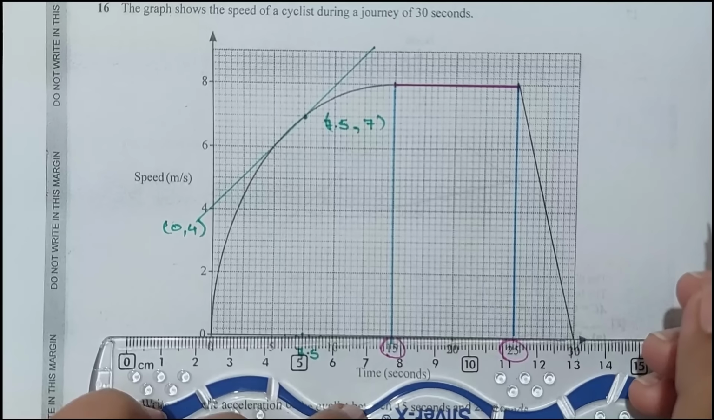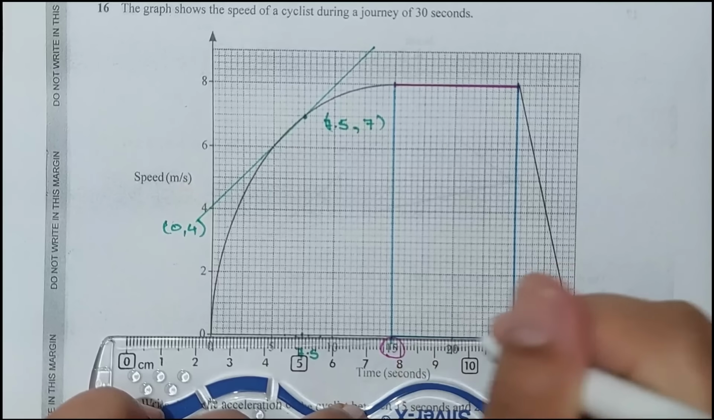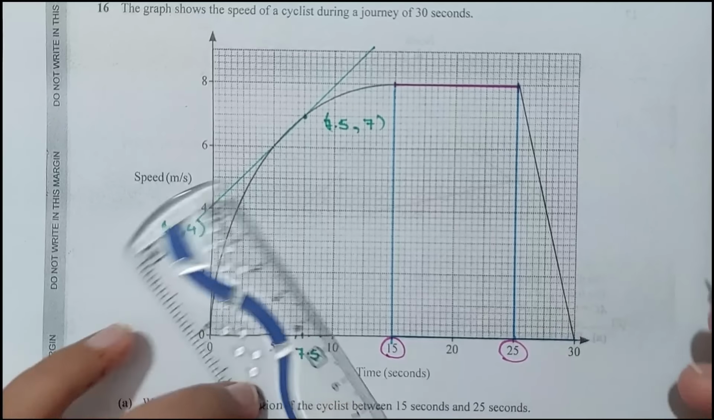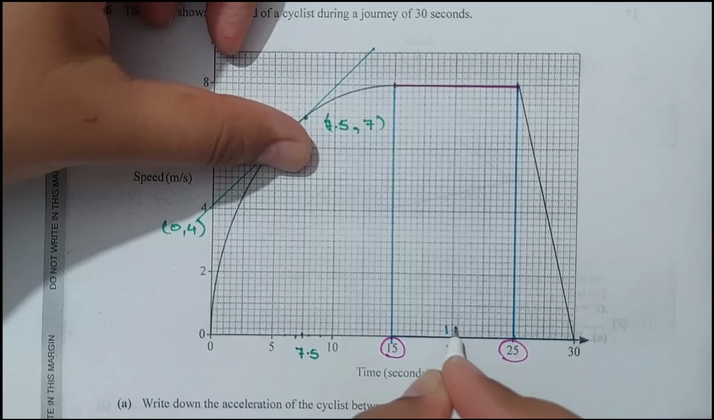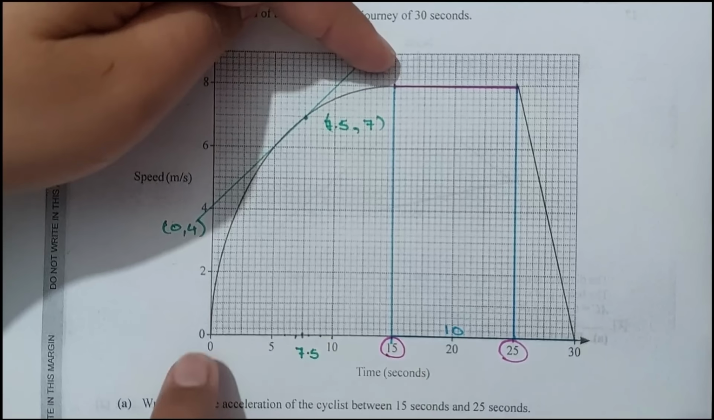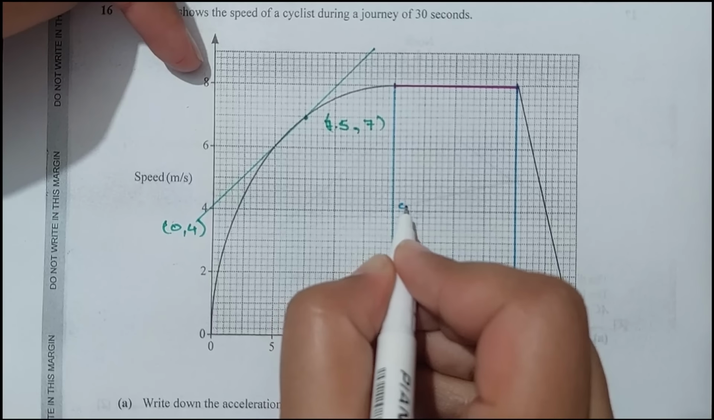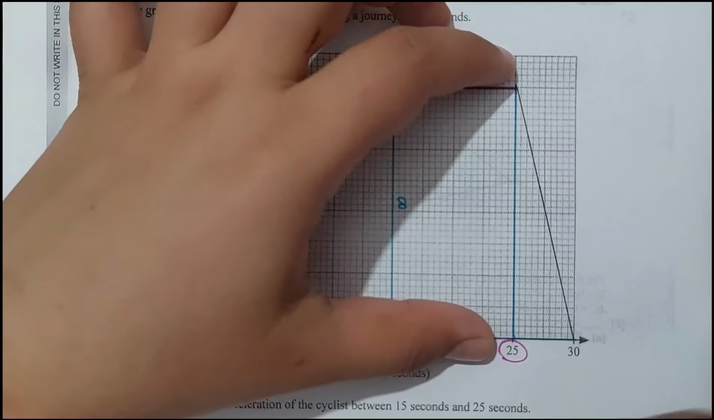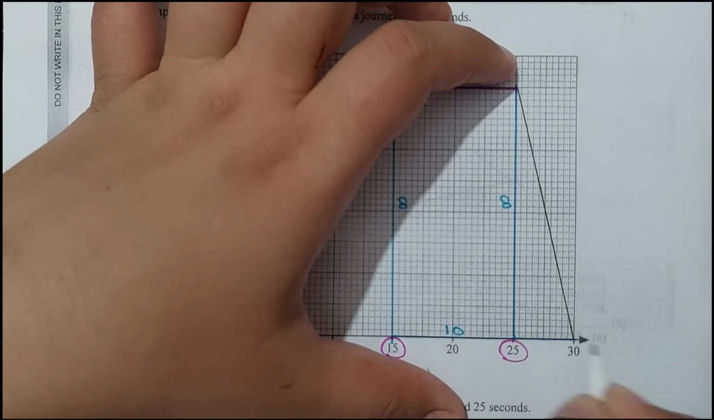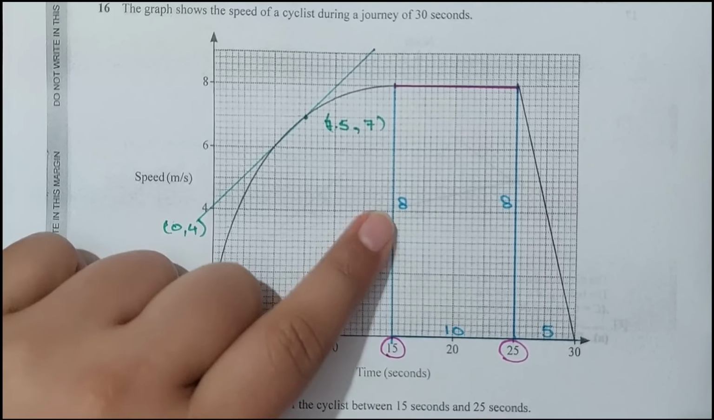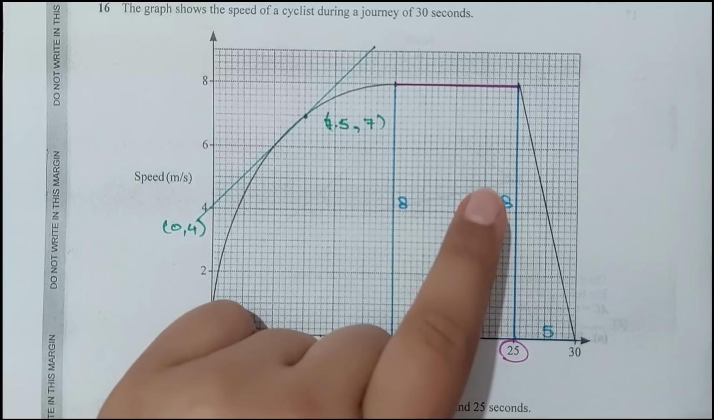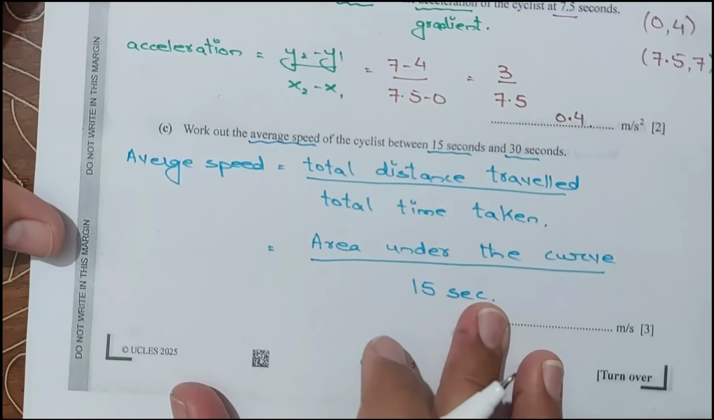So we have to find the area of this rectangle and the area of the triangle. For the rectangle between 15 to 25, this length is 10. This is 0 to 8, this length is 8. This length is also 8 and this is 5. Area of a rectangle is length times width. Area of a triangle is half base times height.